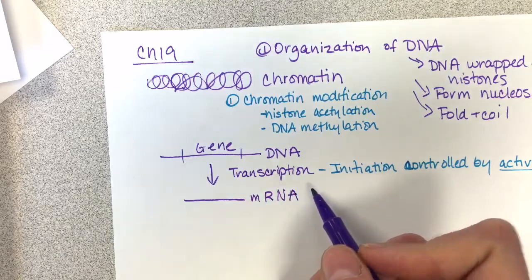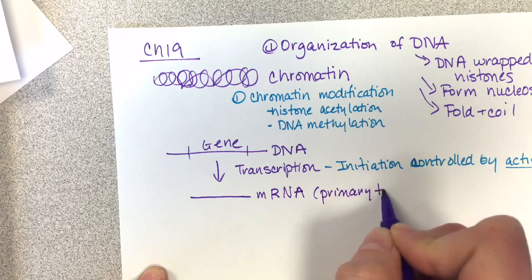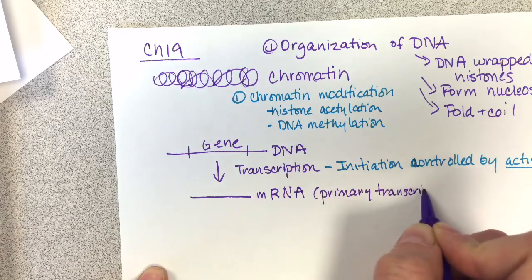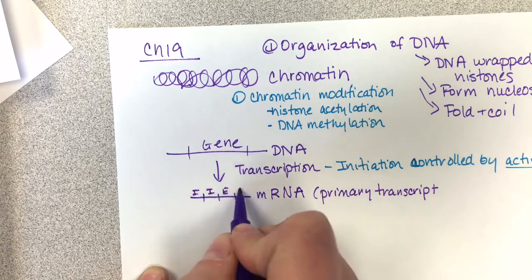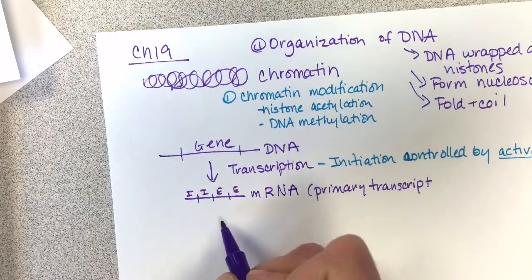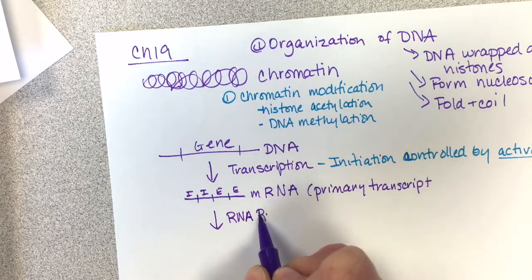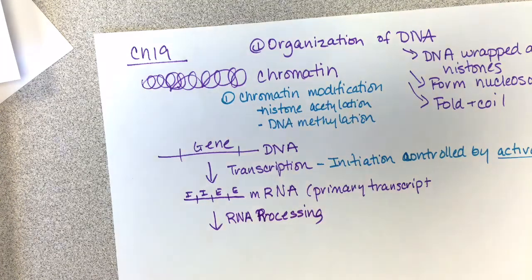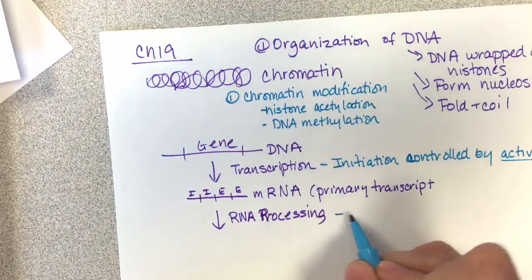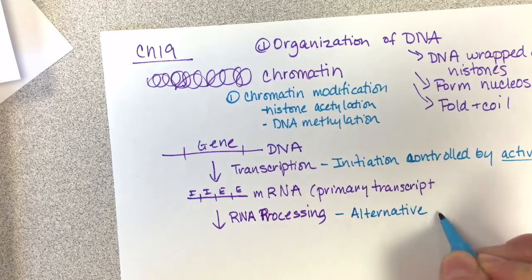So review that. And then remember, what happens during transcription is we make an mRNA strand. That's called your primary transcript, your pre-mRNA. And then what do we do? Remember that pre-mRNA has introns and exons. And so then we have what's called RNA processing. That processing cuts out introns, and how we can control this is alternative RNA splicing.